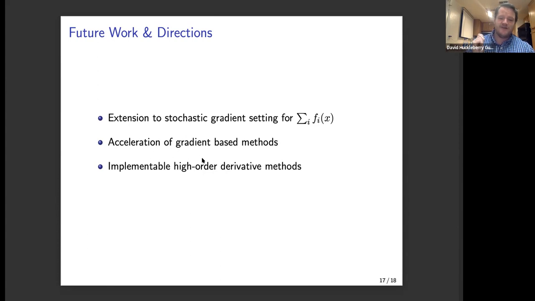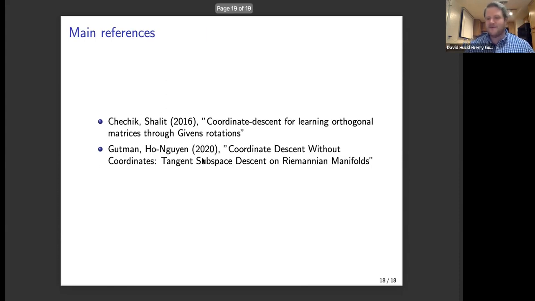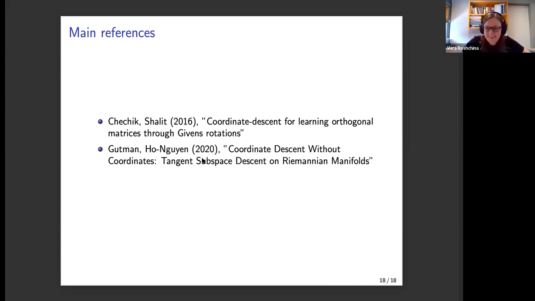There's also the question of how to do higher order derivative methods. And finally, one item that I didn't include here is how do we create projection selection rules on other manifolds of interest? Other manifolds we might care about would be the flag manifold and the positive definite manifold. So with that, I thank you very much for your time and attention, and I'm happy to answer any questions you may have.